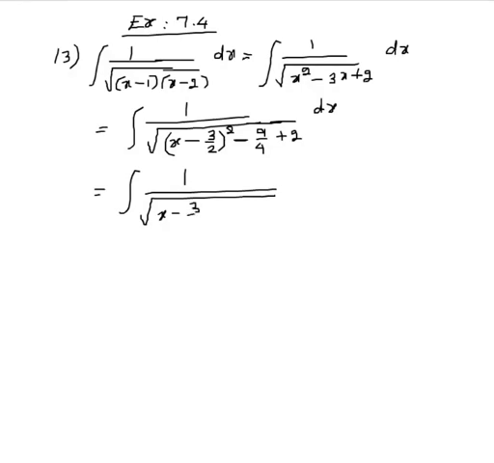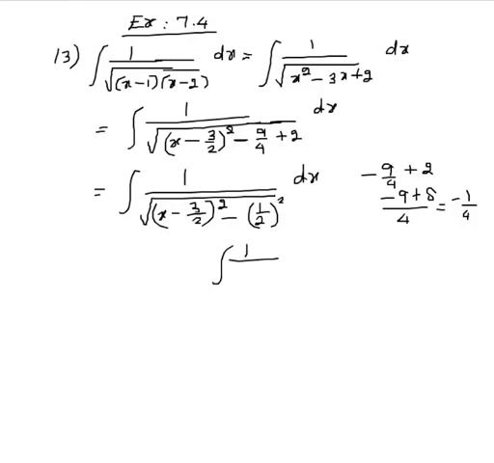One divided by root of x minus 3 by 2 the whole square minus 9 by 4 plus 2, LCM is 4, minus 9 plus 8 becomes minus 1 by 4, which can be written as minus half the whole square into dx. And use the formula integral 1 by root of x square minus a square dx, which is log of absolute value of x plus root of x square minus a square and plus c.